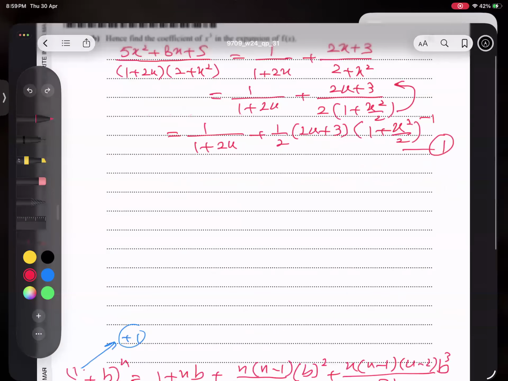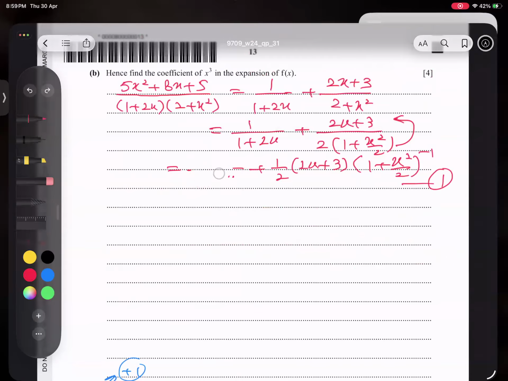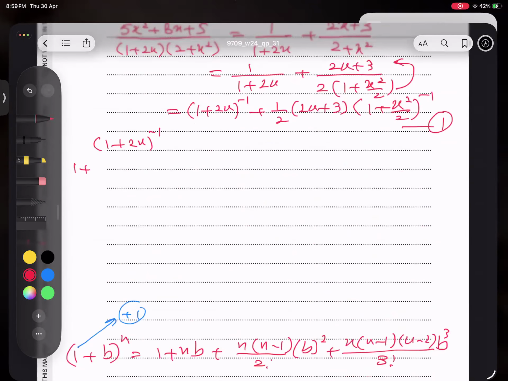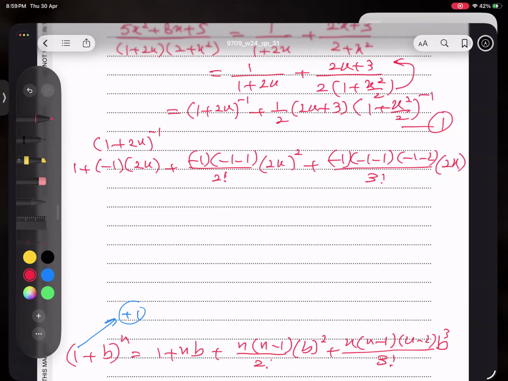Oh, sorry, I have to bring this up also. Here I'm getting 1 plus 2x to the power negative 1. So 1 by 1 I will do, students. So first I talk about this, 1 plus 2x to the power negative 1. So the formula is 1 plus nb. Then n into n minus 1 over 2 factorial into square of b. Then n into n minus 1, n minus 2 over 3 factorial into cube.